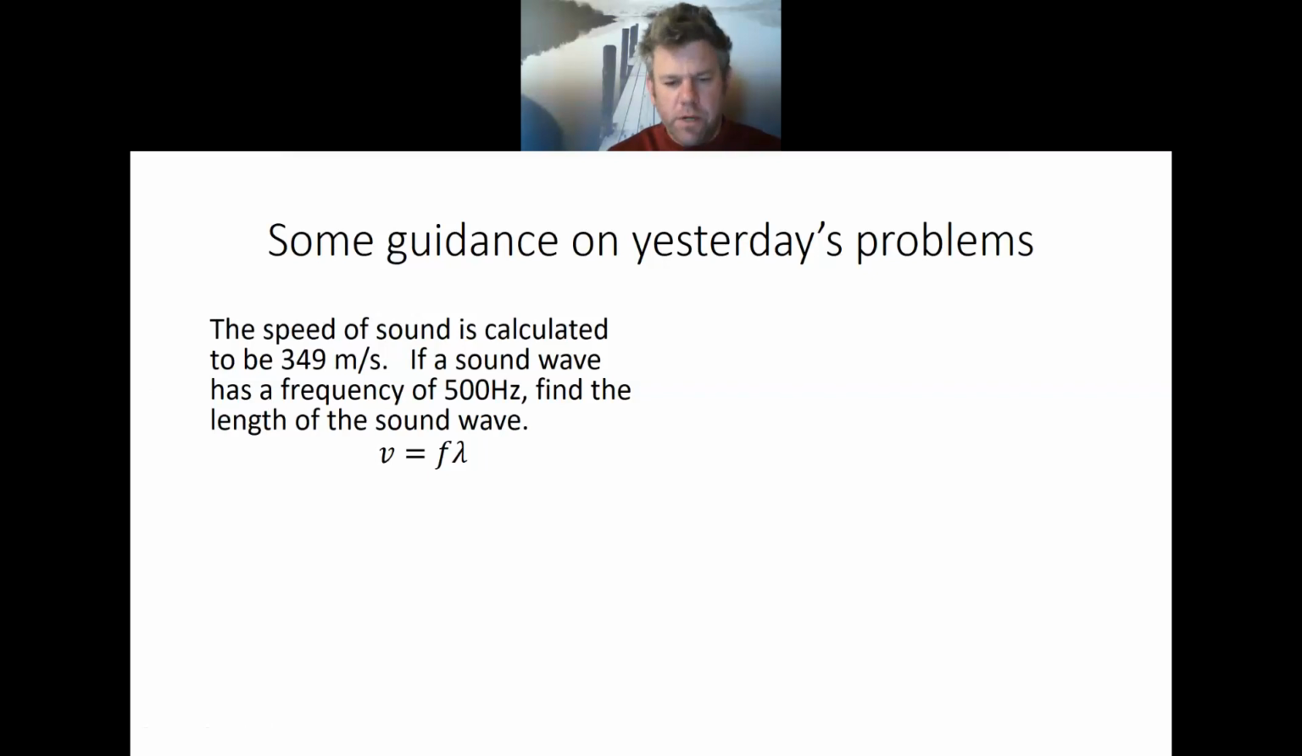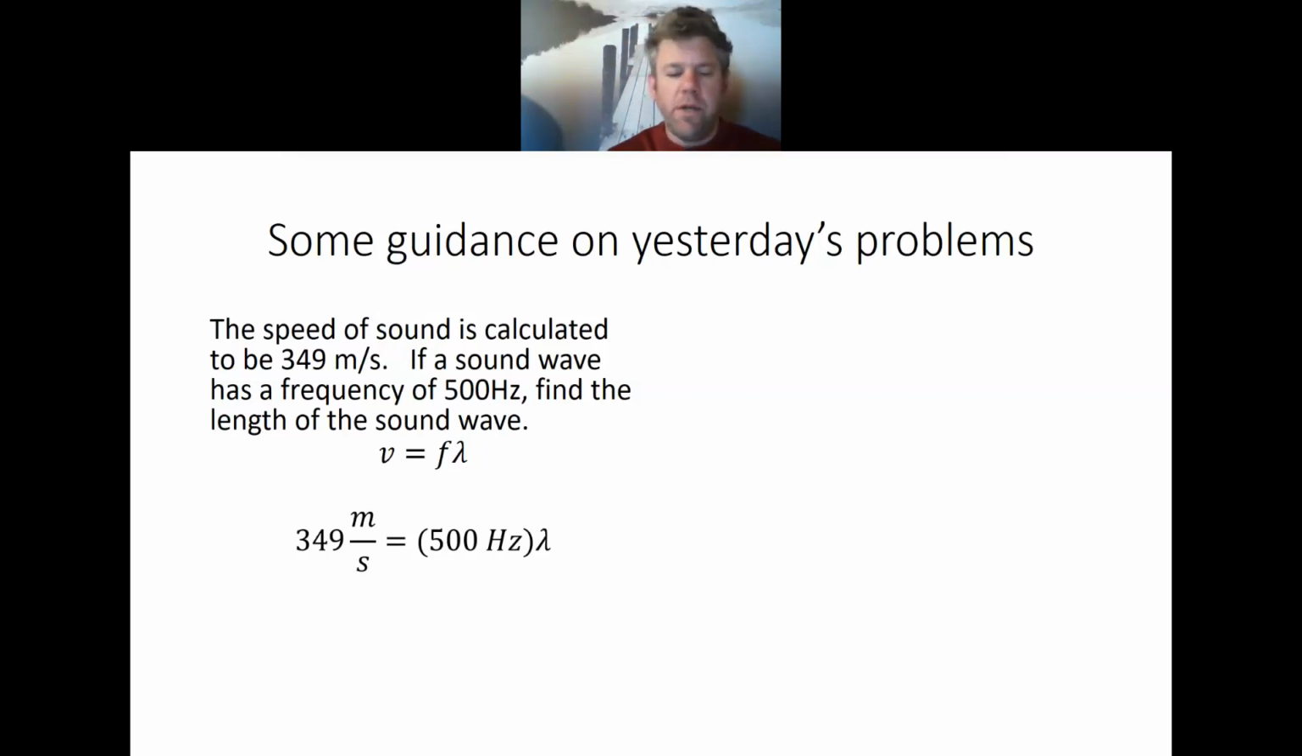So what you're going to see here is the speed of sound is calculated to be 349 meters per second, obviously through air. If a sound wave has a frequency of 500 hertz, find the length of the sound. The speed of sound, that's v, our velocity, goes in on the left side. The frequency of the wave is 500 hertz. Remember, that is oscillations per second, or waves moving past it. That could be the compressions moving past it, that could be the crest moving past it.